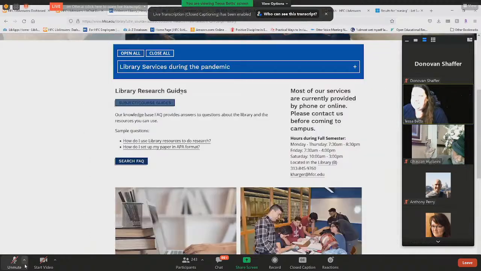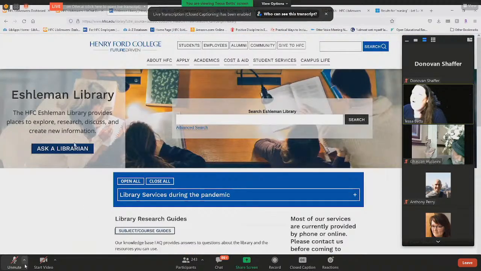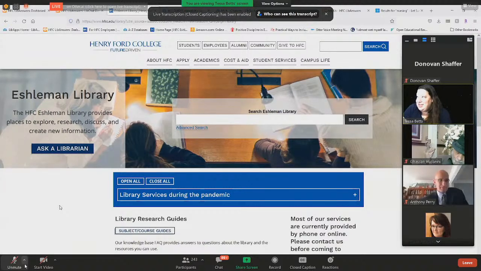The LibGuides, which are right here, sub-library research guides, or just ask a librarian. We would be delighted to help you find whatever it is you are looking for or answer your questions.